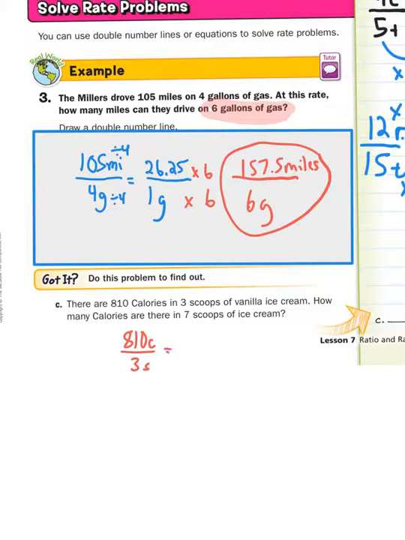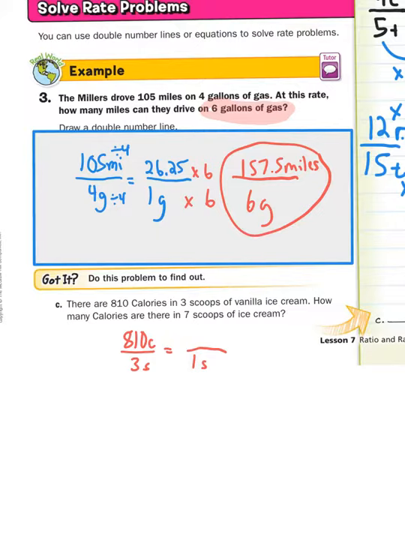So you know you're going to have to figure out in 7 scoops. Now here's the problem. 3 does not go into 7. So this is what you are going to do. So let me erase this, and you can erase this too if you already wrote it. Erase that 7. Because you are first going to find the unit rate right here. And that's going to be how many calories are in 1 scoop. And that should be easy, okay? Because you're going to do something from the 3 to the 1.